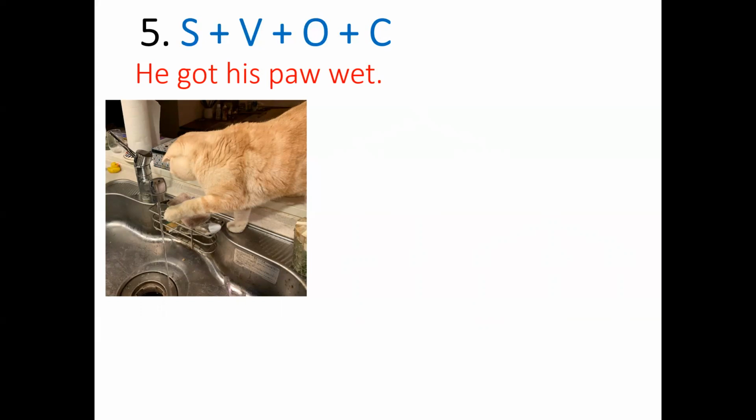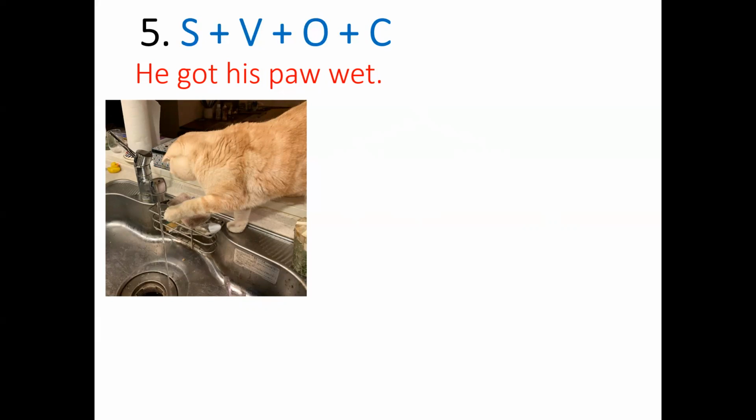You can see that, like the previous sentence pattern, there are two additional elements in the predicate, his paw and wet. However, there's only one object of the sentence. The adjective wet is what's called an object complement. That is, it provides more information about his paw.